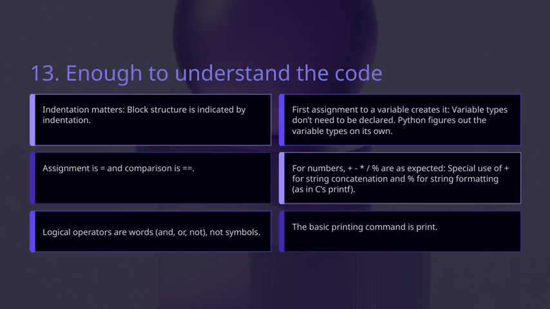Also, the first time you assign a value to a variable, Python automatically creates it for you. You don't need to declare variable types explicitly. Python figures out the types on its own. For numbers, the basic arithmetic operators, plus, minus, multiply, divide, and modulus work as expected. But there are some special uses too, like using plus for string concatenation and % for string formatting, similar to C's printf. And finally, the main command to output information is print. It's straightforward and essential for displaying results or messages during your program's execution. All these points tie together to help you write clear, effective Python code that's easy to read and understand.